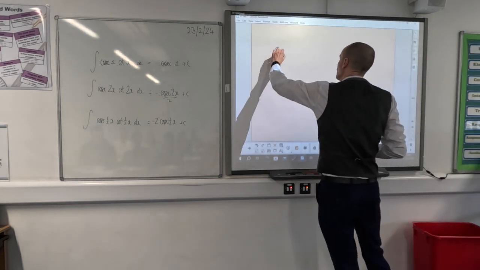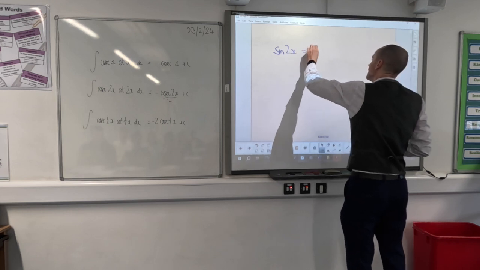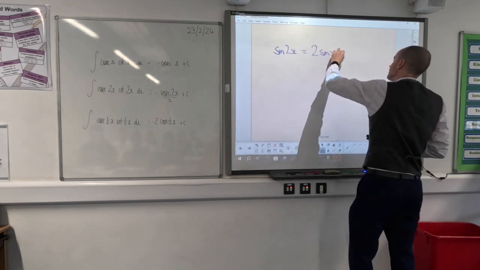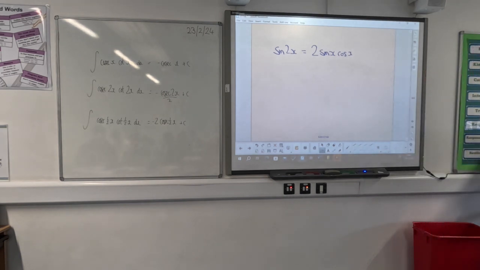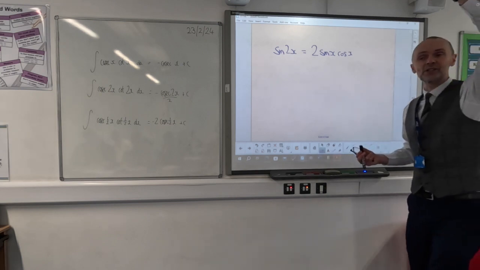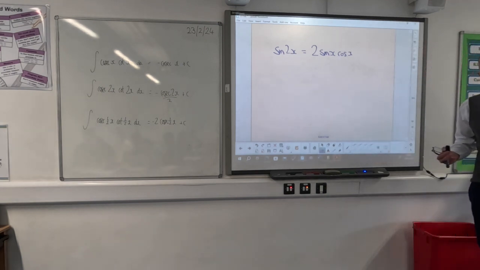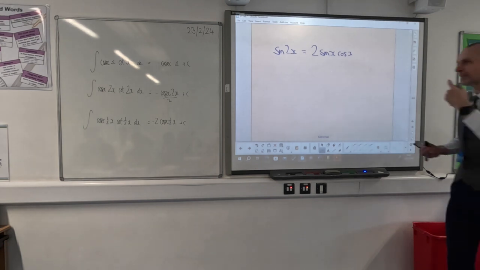So the first one we'll whiz through is there's only one identity for sine 2x. It's that one. And unusually, that's something I actually remember. But don't forget, if you can't remember it, top of page 6 of the formula book, you've got the sine a plus b formula that you can just make a and b equal to x, and you can get that.